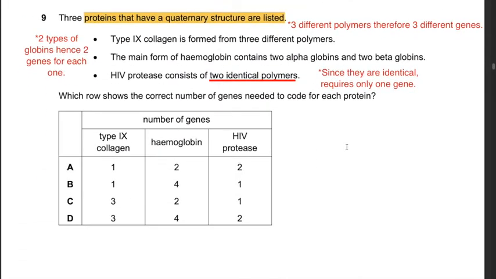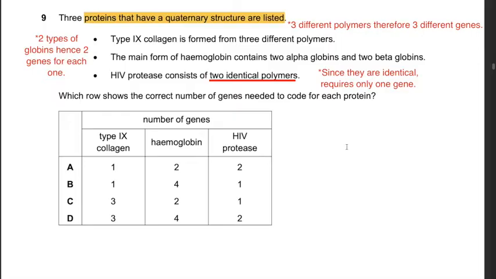Question 9. 3 proteins that have a quaternary structure are listed. Type IX collagen is formed from 3 different polymers. The main form of hemoglobin consists of 2 alpha globins and 2 beta globins. HIV protease consists of 2 identical polymers. Which row shows the correct number of genes needed to code for each protein? If you look at HIV protease, it consists of 2 identical polymers. Since they are identical, they will be requiring the same gene, and hence it will be 1 gene required only for HIV protease, as 1 gene could code for both the identical polymers. Therefore, leaving us with the answer being either B or C.